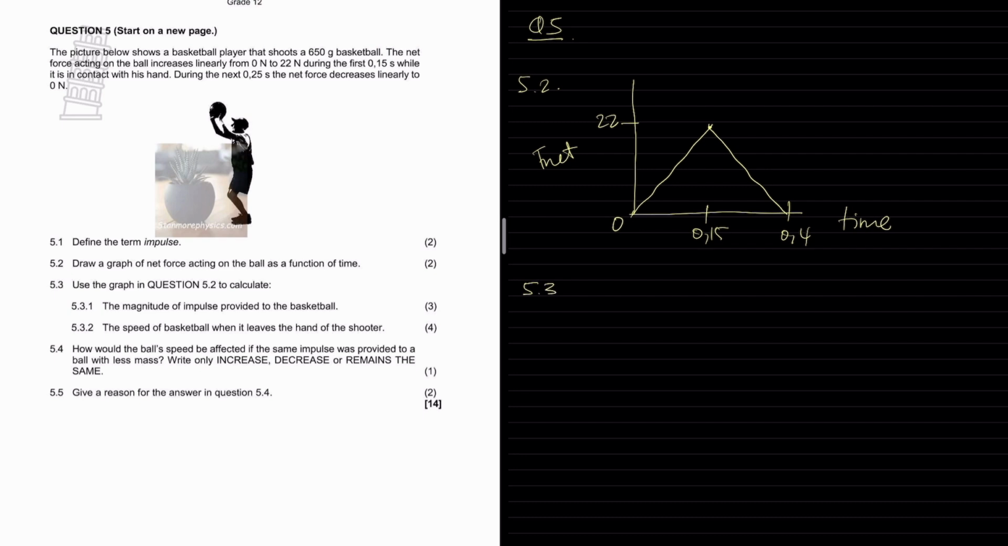Question 5.3.1. Use the graph to calculate the magnitude of impulse provided to the basketball. So impulse is equal to F net delta T. So this is basically the area. So we're going to say half of 0.4 times 22, which is 4.4 N·s. 5.3.2.